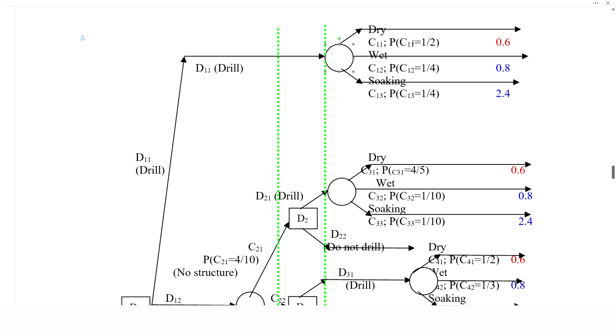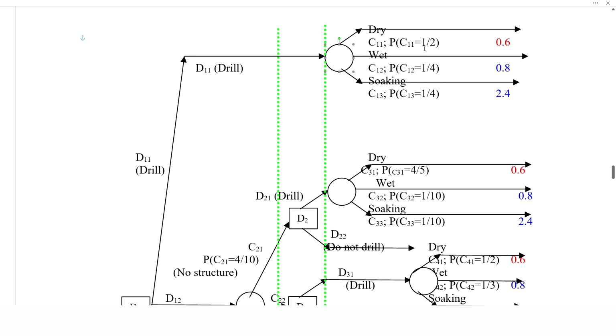And what are the net present values? If you remember, the net present value for dry was minus 0.6, which is shown in red color, plus 0.8 for wet, which is shown in blue color, and plus 2.4 for soaking, which is shown in blue color. What are the probabilities? Dry has a probability of 1 by 2, which is 50%, wet has a probability of 1 by 4, which is 25%, and soaking has a probability of 1 by 4, which is 25%.